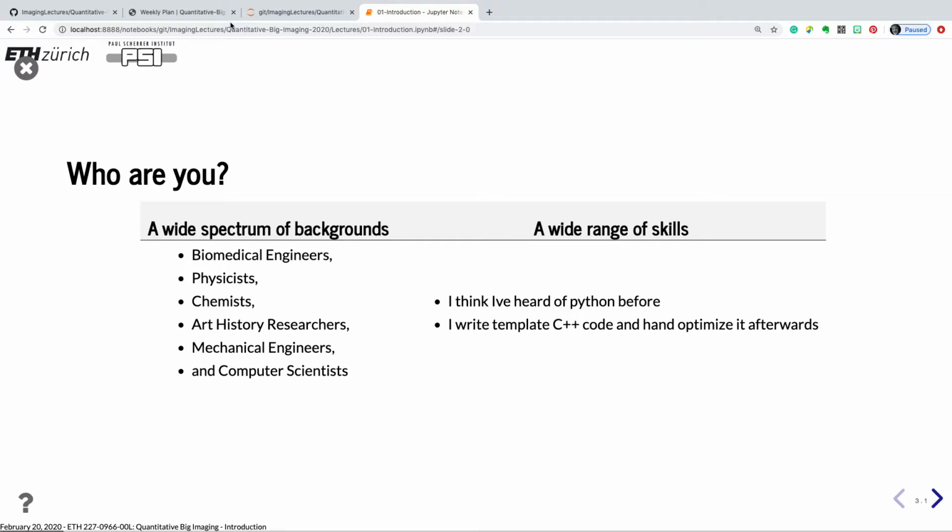And also the skills you bring when you come to this course are very different. Some are on the level of, well, I have heard of Python, which is a programming language that we are going to use a lot. And then there are some people that write template C++ code and do heavy-duty optimization. I don't know if it applies to you, but that would be the variation of people and the background knowledge that we can expect.